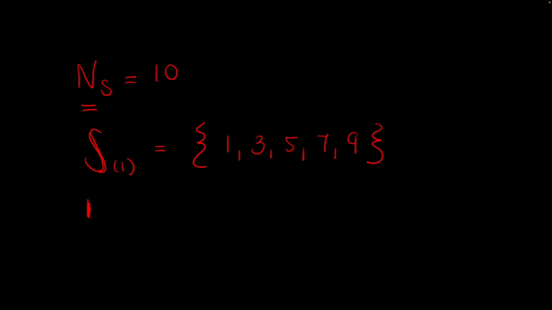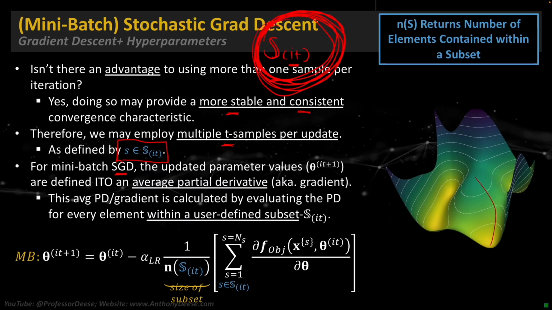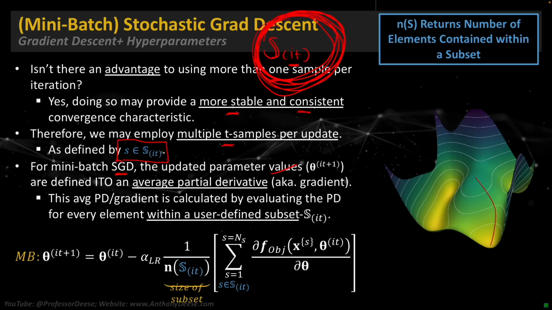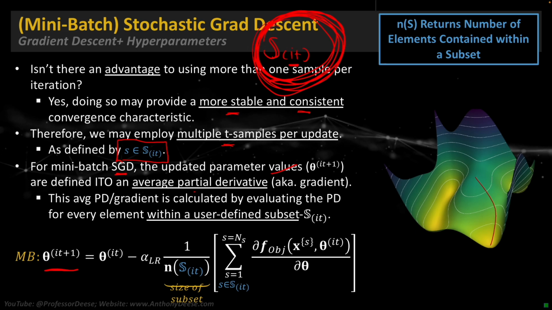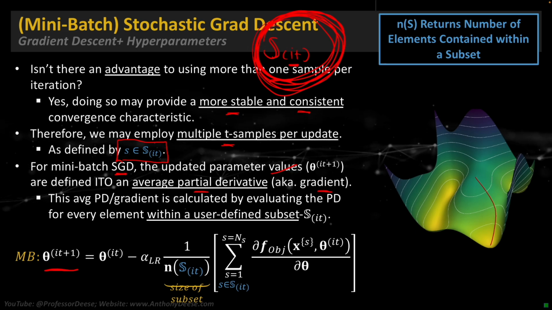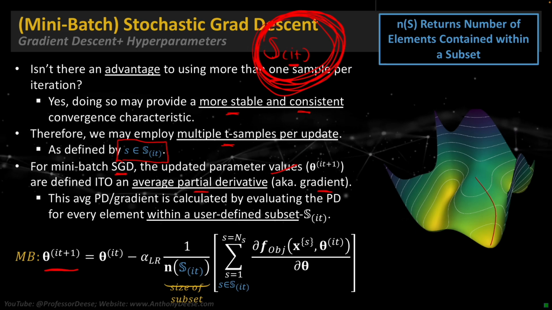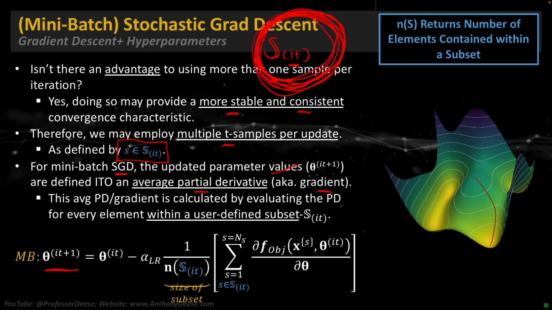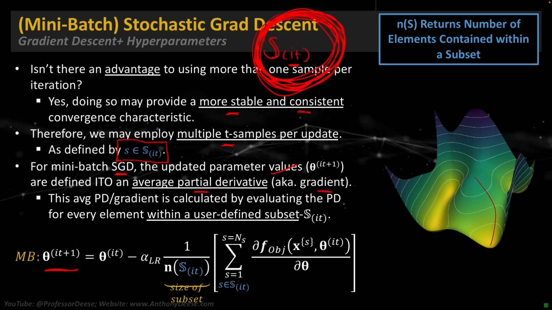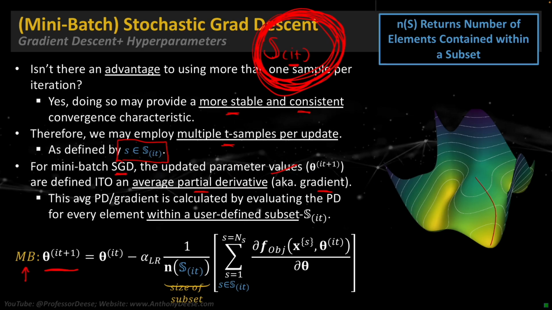I have defined this function that I call n that can be applied to the subset and spits out the number of samples employed within the mini batch. For mini batch stochastic gradient descent, the updated parameter array, which is again theta superscript it plus 1, is defined in terms of an average partial derivative or average gradient. This average partial derivative, this average gradient, is calculated by evaluating it for every element within our user-defined subset S subscript it. So let's take a closer look at this expression.